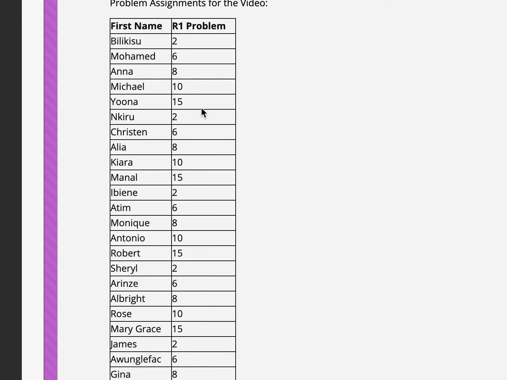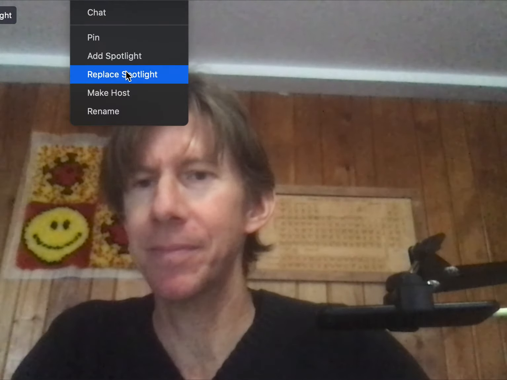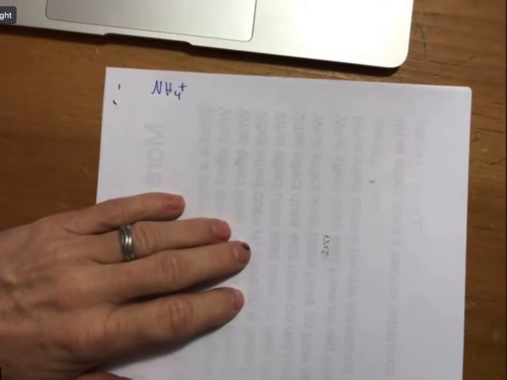So what I plan on doing is going through all of the ones that have not been assigned and working on them. It looks like the first one I'm going to do is NH4 plus, that's number 3. I'll stop sharing my screen now, and I will instead spotlight this page right here, and I will start doing ammonium and its Lewis structure.